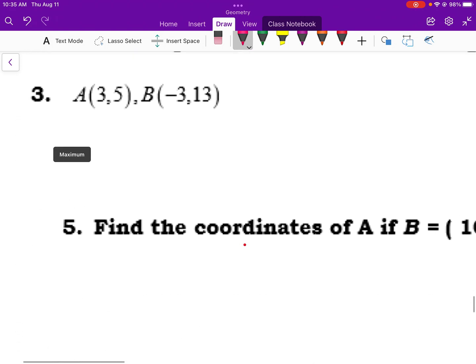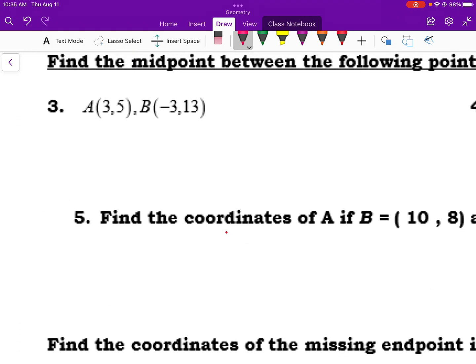Okay, and then we're going to do the same thing for these guys. So finding the midpoint between A, which is at 3, 5, so somewhere over here, and then B is at -3, 13, somewhere way over here. Sorry, whoops, that's distance formula. We're trying to find the midpoint between the two. So we want to find where is the midpoint.